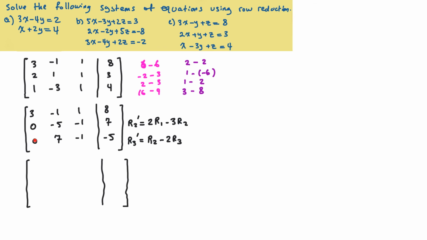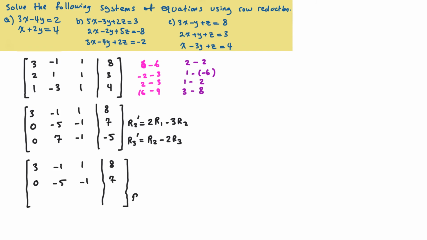Okay, now I have zeros here. I need to change this to a 0, and I need to use this row. And I can't reduce this row to anything else because I have negative 5, negative 1, and 7, and they can't all be divided by the same integer. So let's write the first row as is. So that's going to be 3, negative 1, 1, and 8. The second row is not going to change anymore, so that's 0, negative 5, negative 1, and 7.